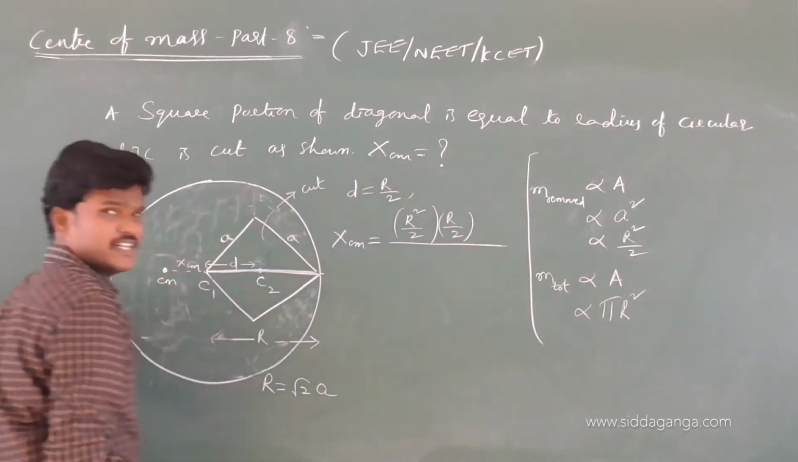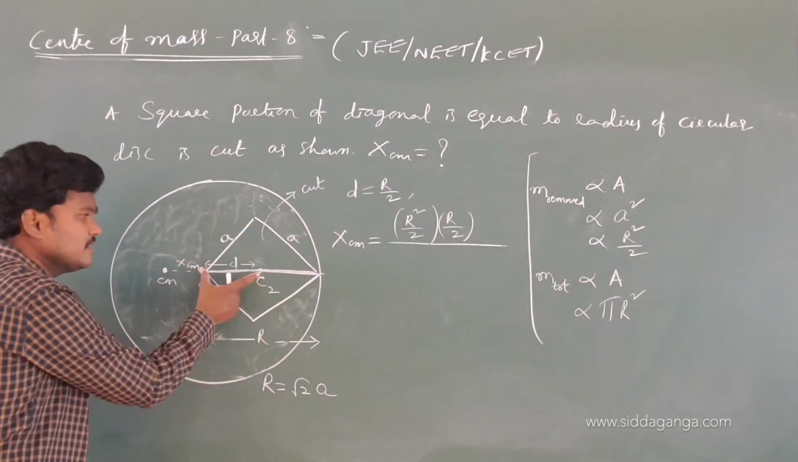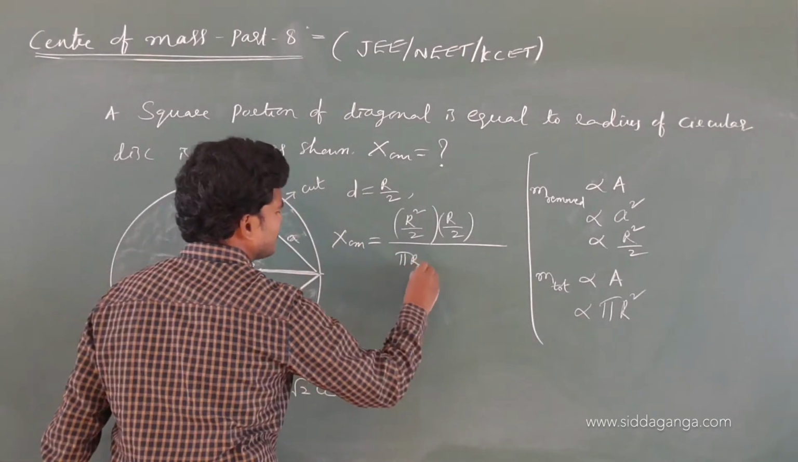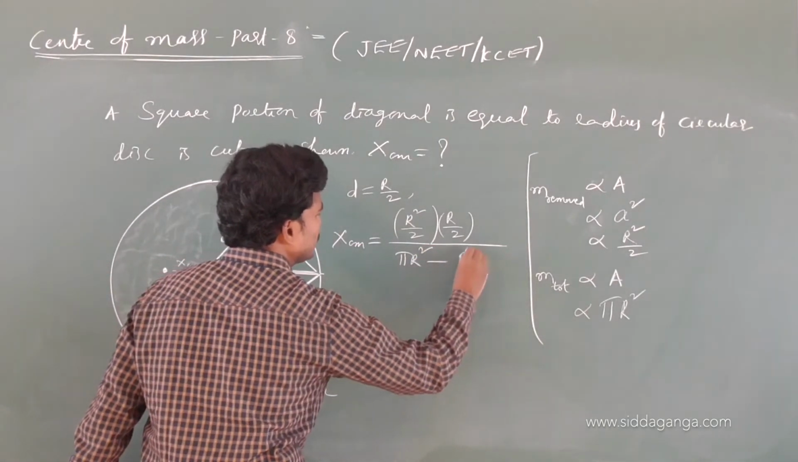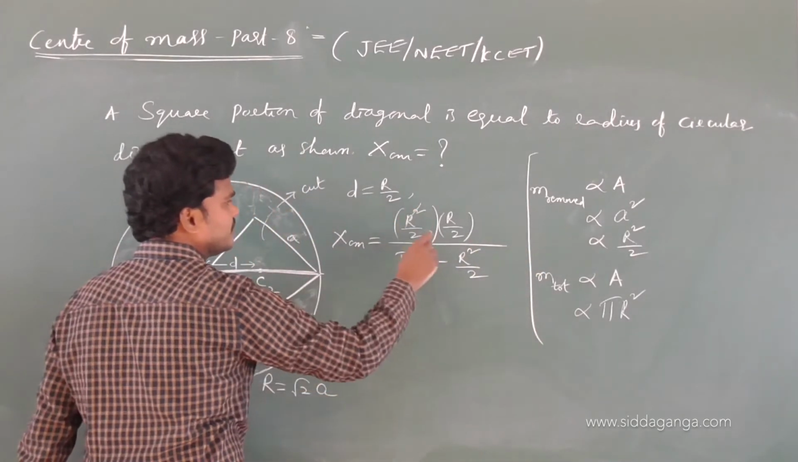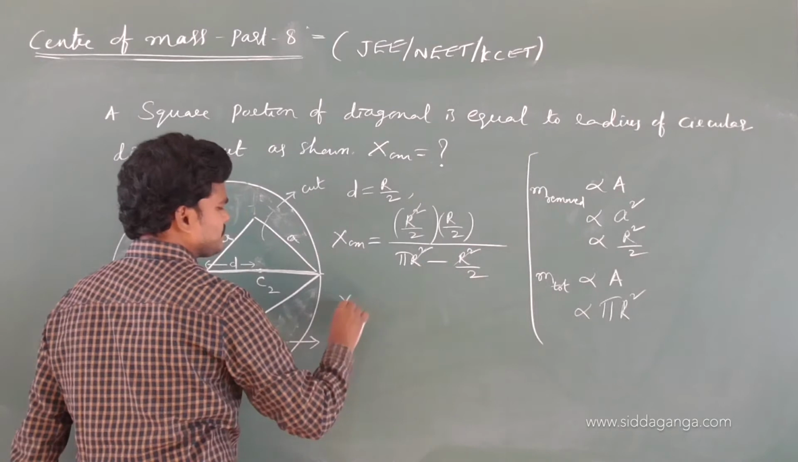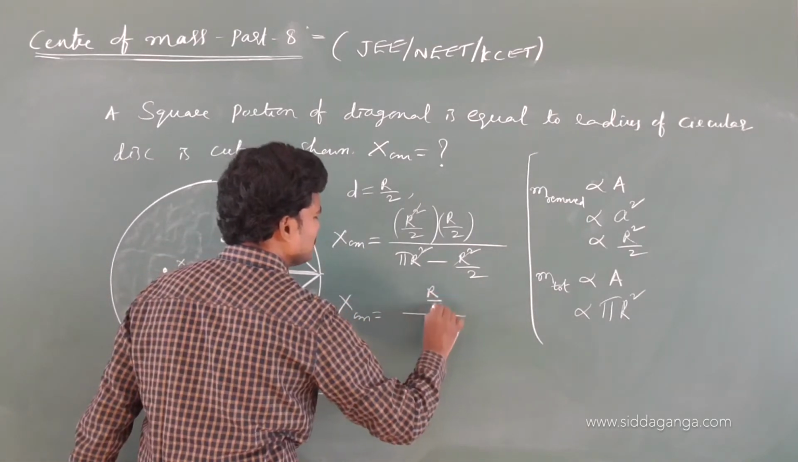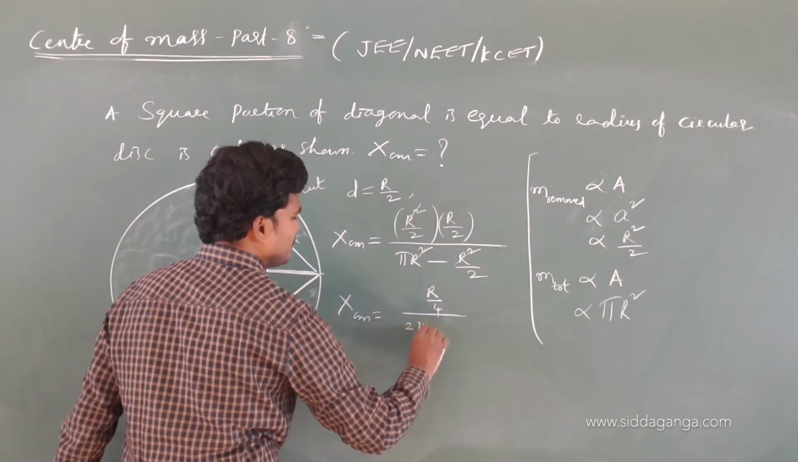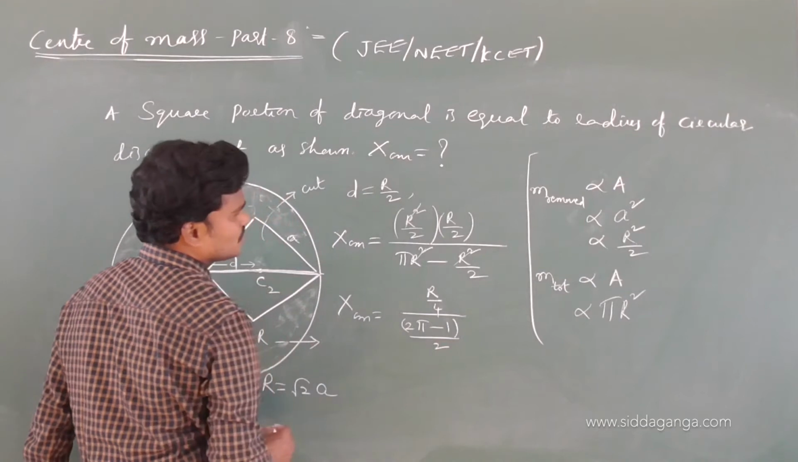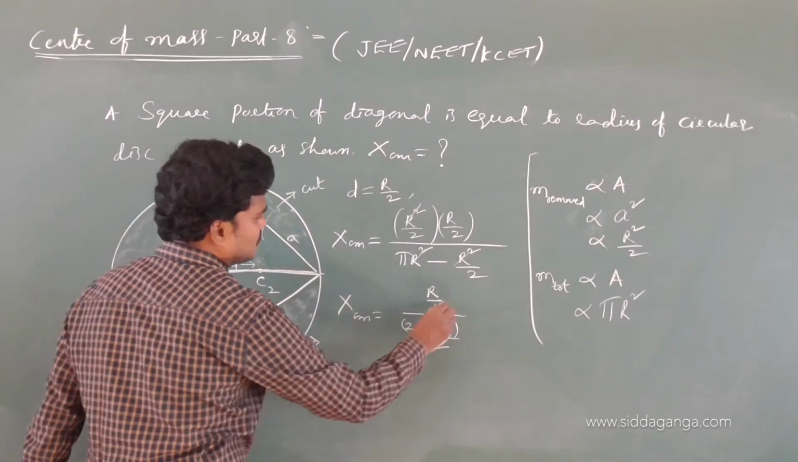What is that d? d is the distance between the two centers, divided by the total. What is the total? Pi r square. The removed is r square by 2. Okay, r square you can strike off. So this is r by 4 and this is 2 pi minus 1 by 2. Okay, this is 2.